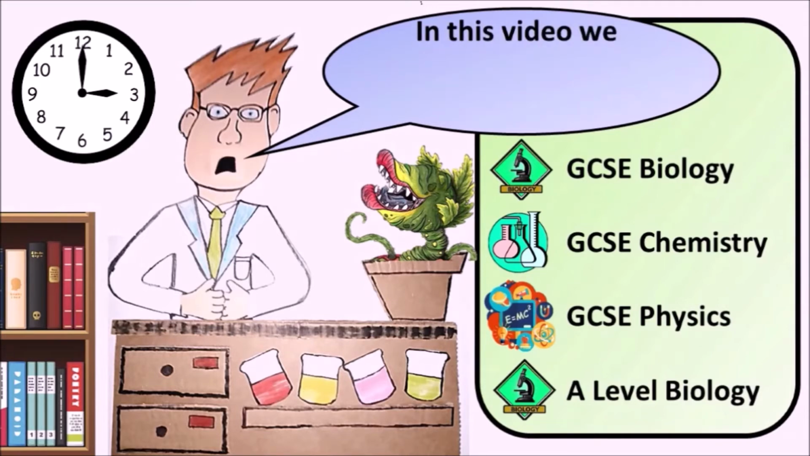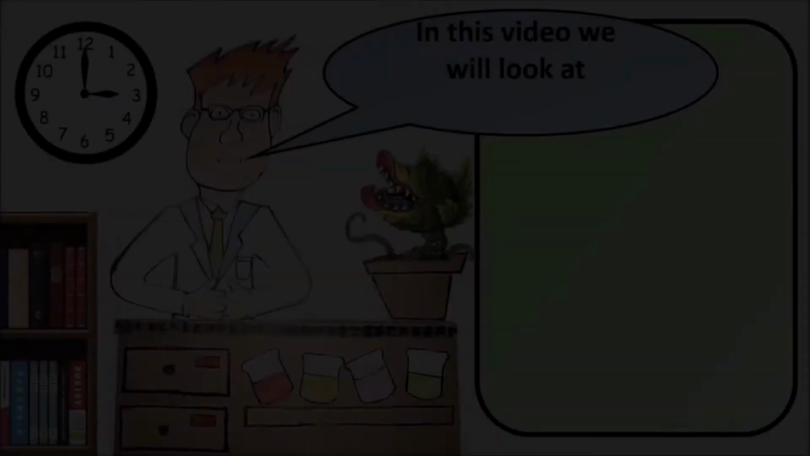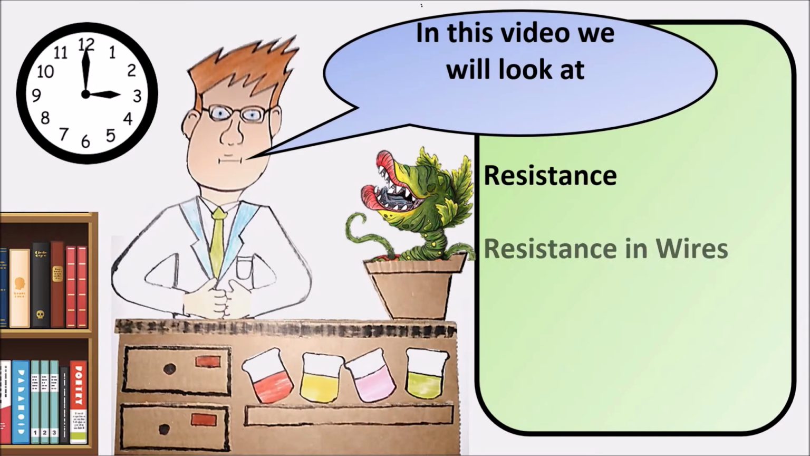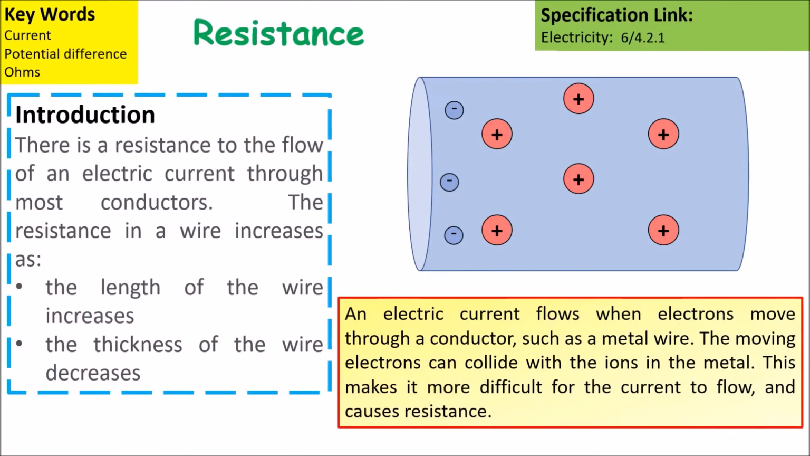In this video, we will look at resistance: resistance in wires and resistance in circuits. There is a resistance to the flow of an electric current through most conductors. So the resistance in a wire increases as the length of the wire increases or as the thickness of the wire decreases.